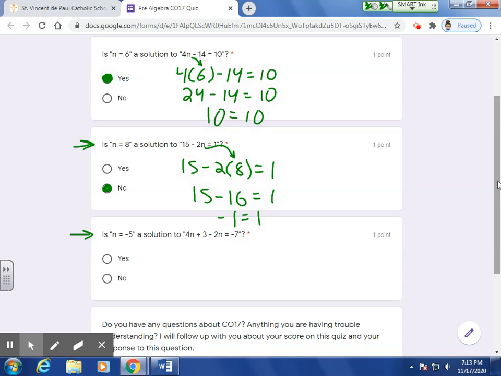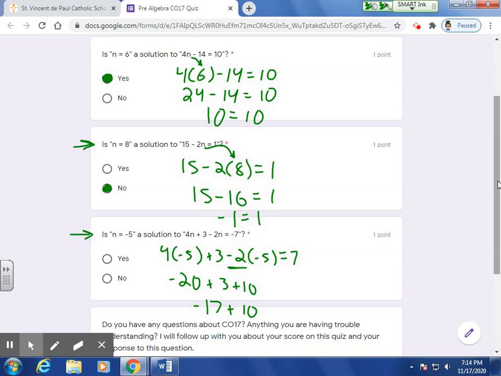Third one: is n equals negative 5 a solution of 4n plus 3 minus 2n equals negative 7? If we don't combine like terms, we get 4 times negative 5 plus 3 minus 2 times negative 5, and we want to see if that equals negative 7. For each n in this equation, we replace it with the value we're testing, negative 5. So 4 times negative 5 is negative 20, plus 3. Then remember that this sign belongs to that 2, so it's a negative 2 times a negative 5, and a negative times a negative gives us positive 10. So negative 20 plus 3 is negative 17.